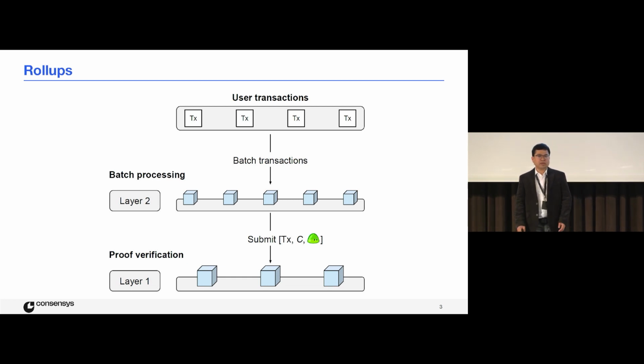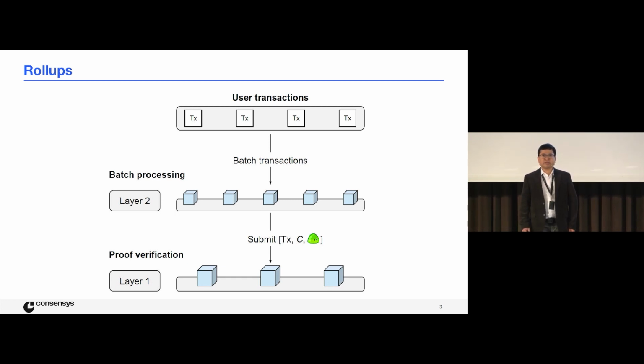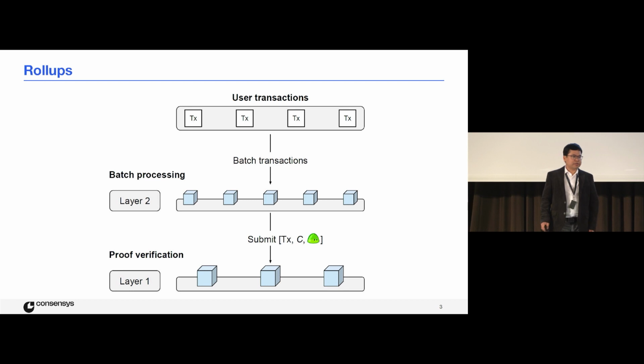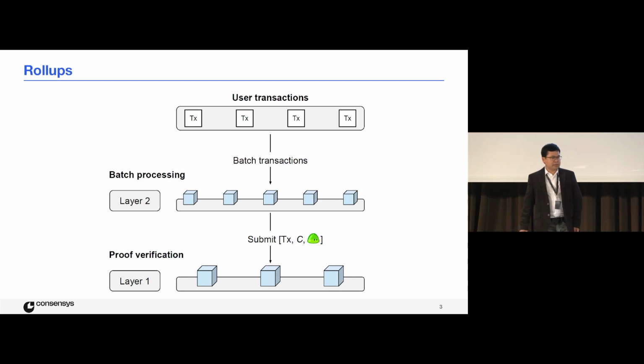Before giving you more details, I would like to recall rollups. This diagram presents the architecture of the ecosystem when EIP 4844 is implemented. You can see that user transactions are batched and sent to layer 2. Then layer 2 will execute the transactions, and these transactions with commitments and data blobs will be sent to layer 1. The proof verification of the transaction will happen at layer 1, and the transaction is accepted if and only if the proof verification is successful.